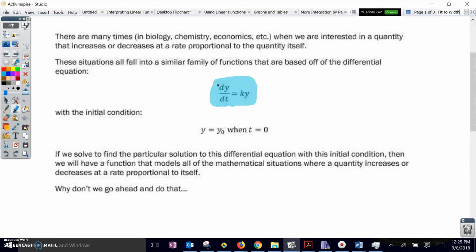The change in y with respect to time is equal to some constant times y, the amount that's actually there. So the change in y is proportional to how much is there, with the initial condition that y is equal to y initial at time 0. And so if we solve this, we have a function that models all mathematical situations where a quantity increases or decreases at a rate proportional to itself. And so we're going to go ahead and do that. We're going to take this differential equation with this initial condition and go ahead and solve it and see what kind of model we end up with.